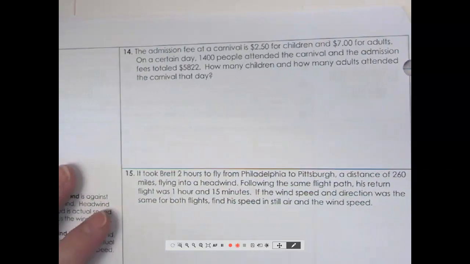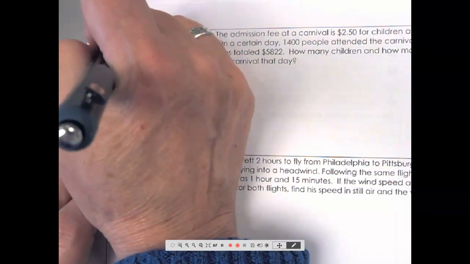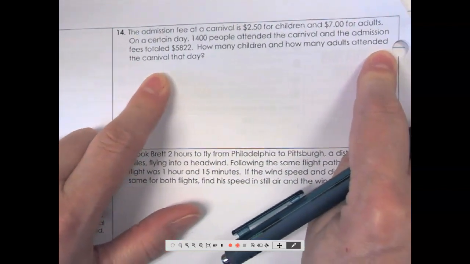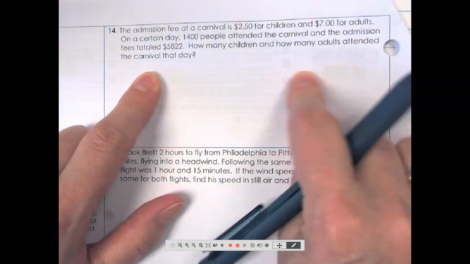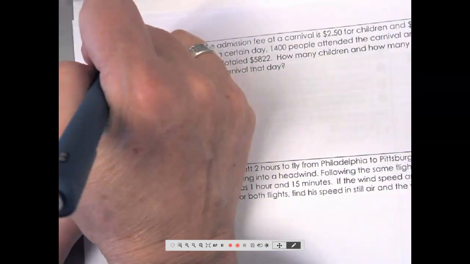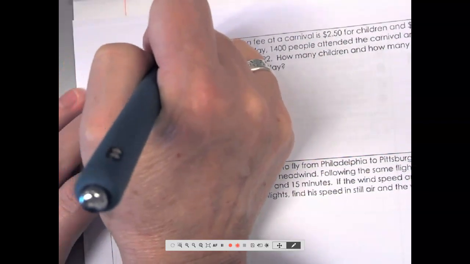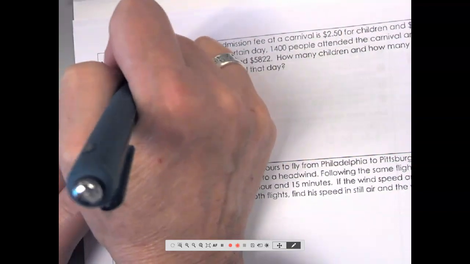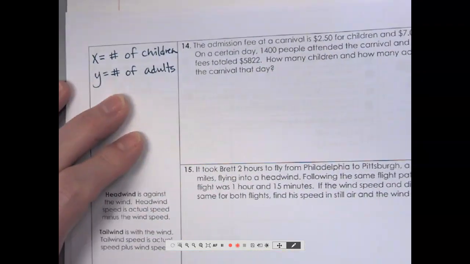Okay, I'll use X and Y for you XY people out there. What do you want X to represent? Yeah, and remember, read that question. That's going to tell you what your variables should represent. How many adults and how many children? So X can be the number of children, and Y can be the number of adults, or vice versa.